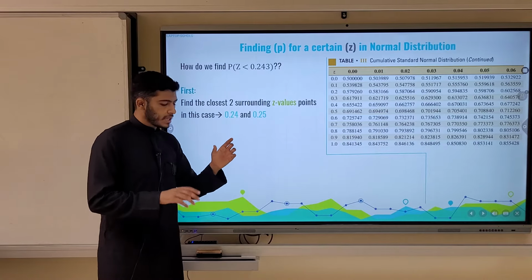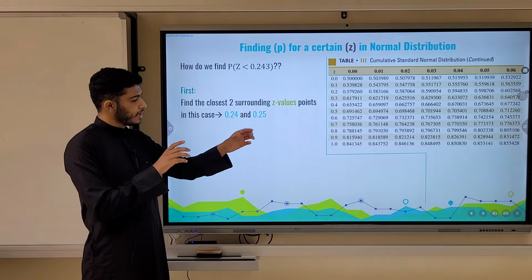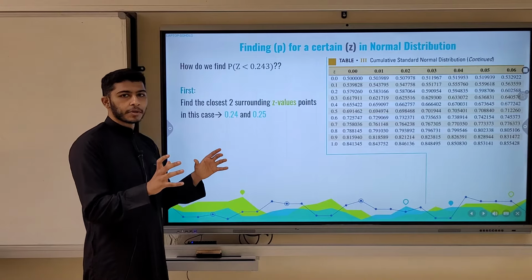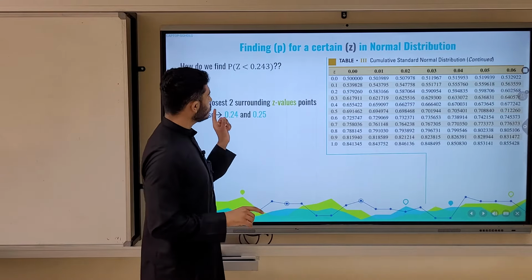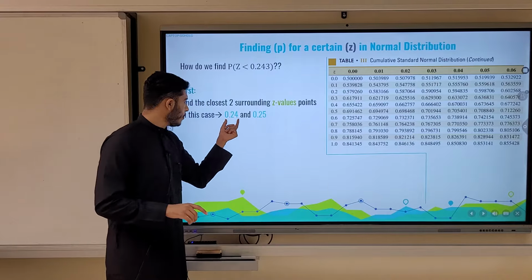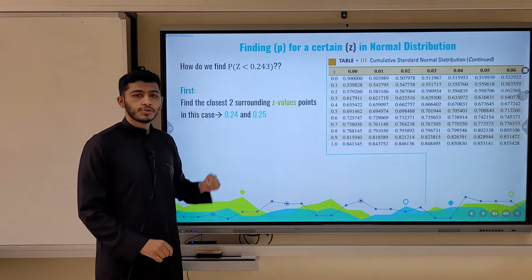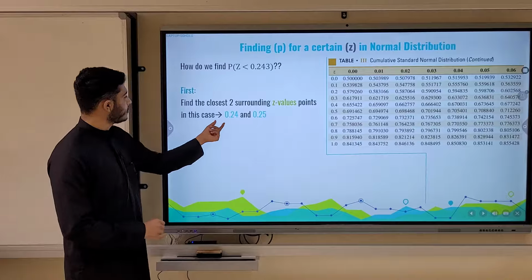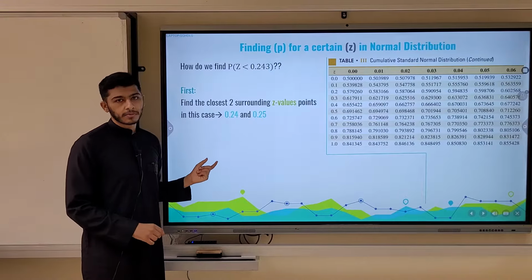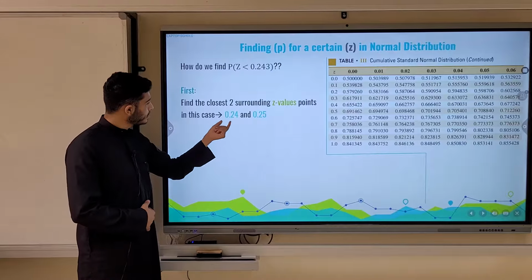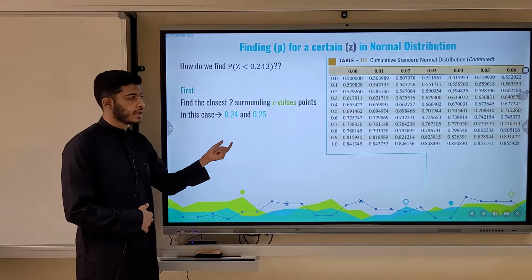We need to find the two numbers present in the table that will enclose our number. How? This is 0.243. The two numbers that will enclose it are 0.24 and 0.25, so 0.243 would exist between them. And both of these we can find in the table. This is the condition: we have to find these two numbers, and they are in the table.